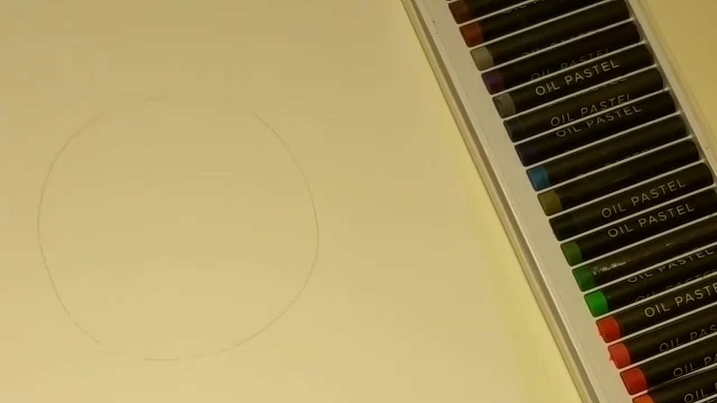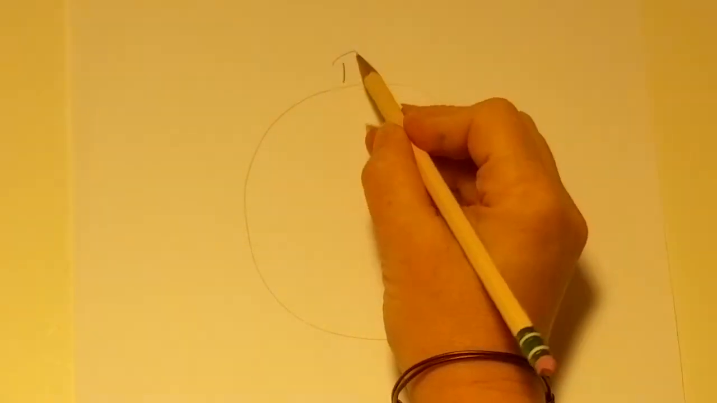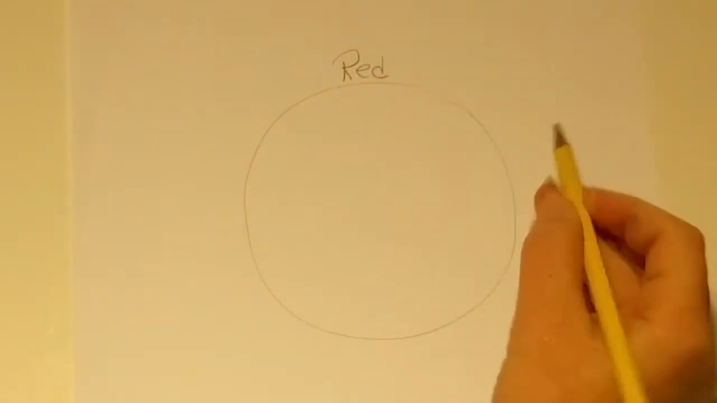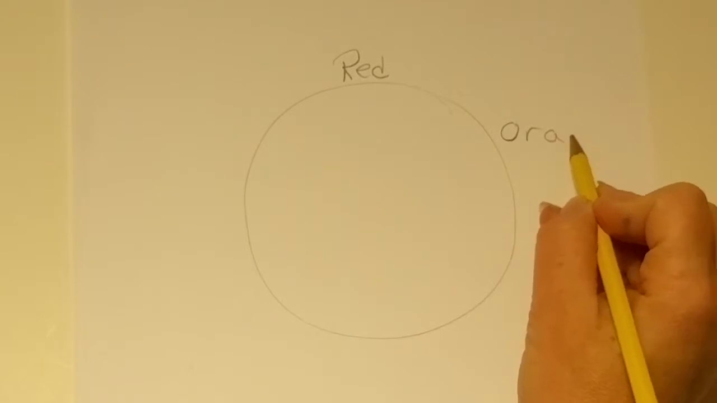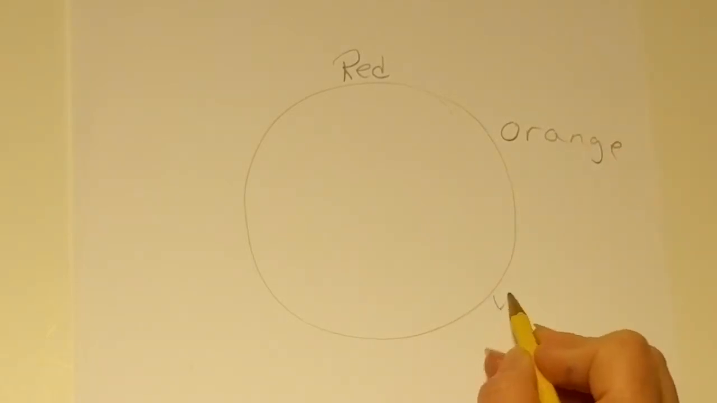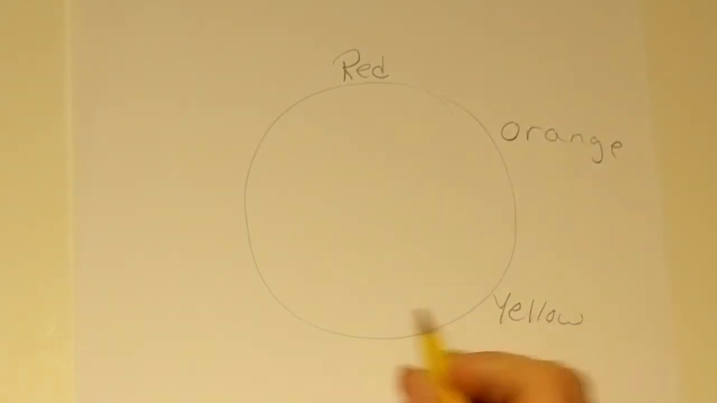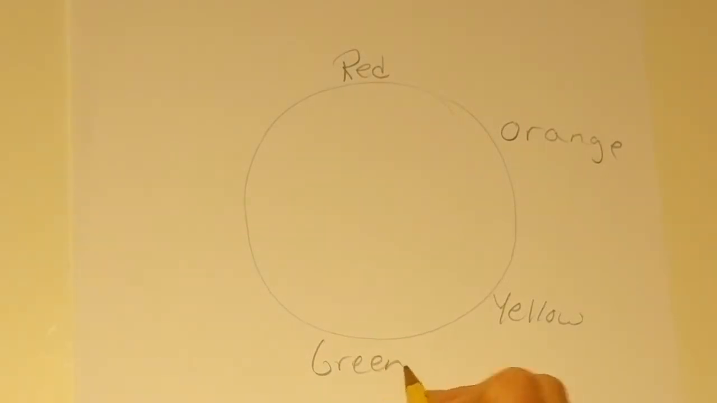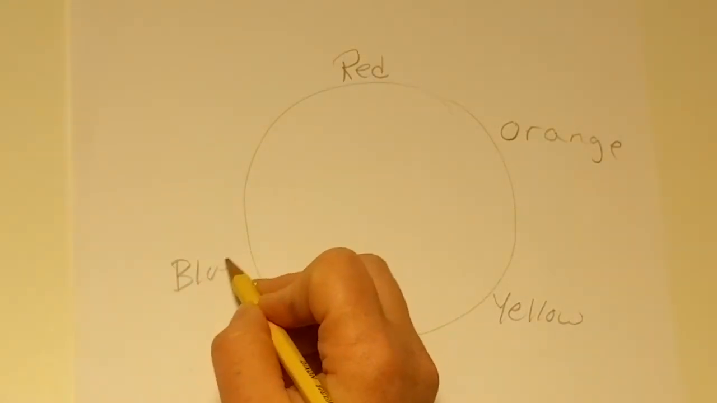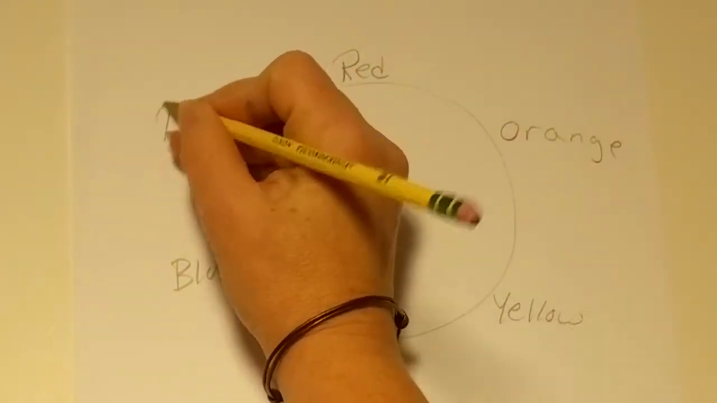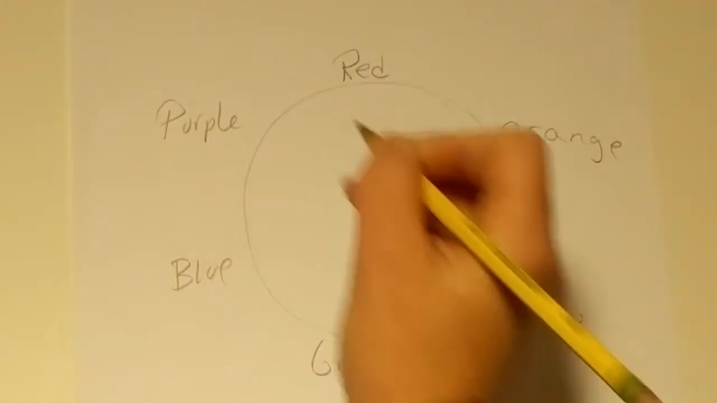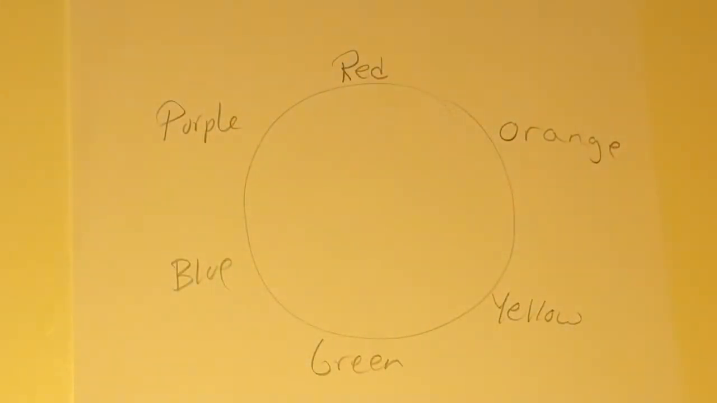And if we wrote the 6 different colors, red, orange, yellow, green, blue. Now some people do violet, I do purple. I'm old-fashioned. So you have your 6 colors.